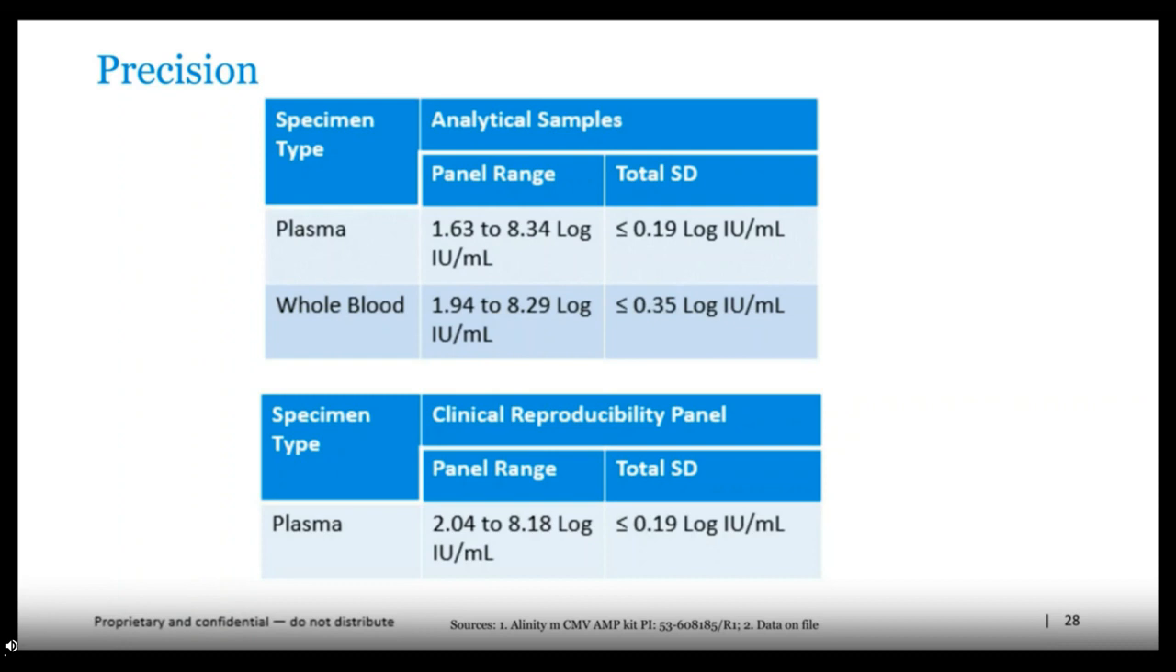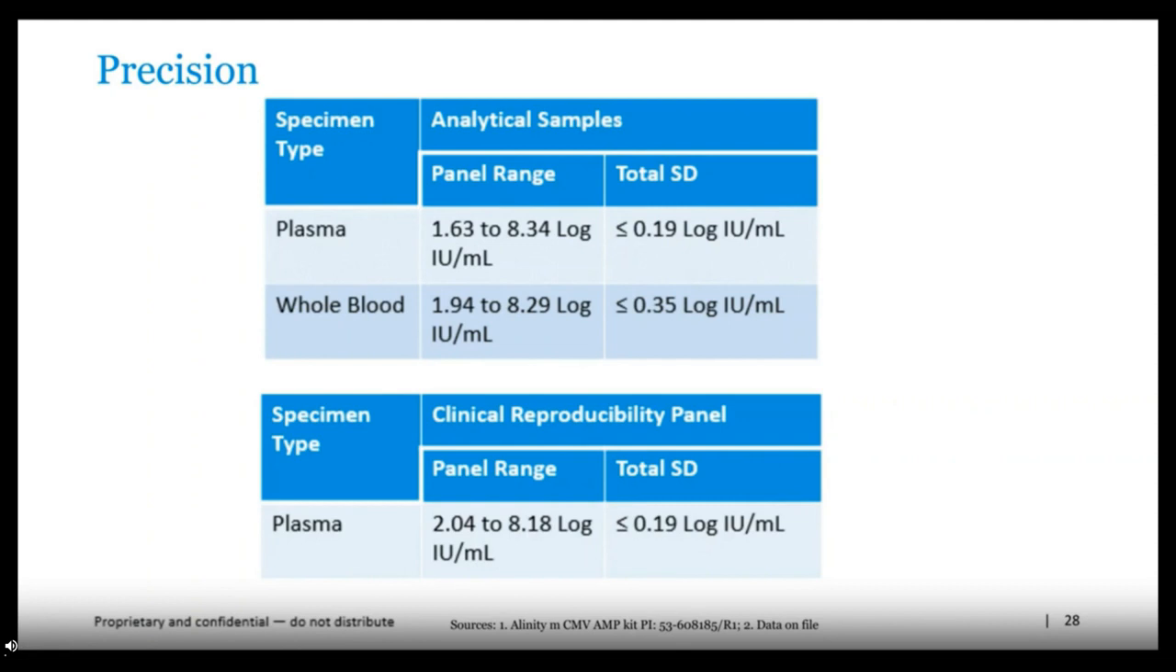So a similar sort of analysis was done with blood, and what you can see is a very good precision. The total standard deviation was less than or equal to 0.19 log international units per mil in plasma, and less than or equal to 0.35 log international units per milliliter. So quite good standard deviation.